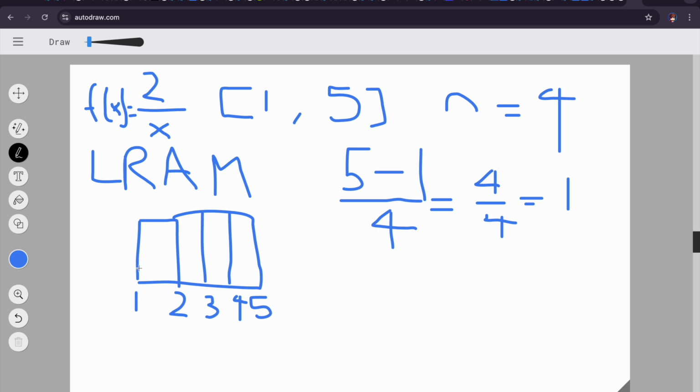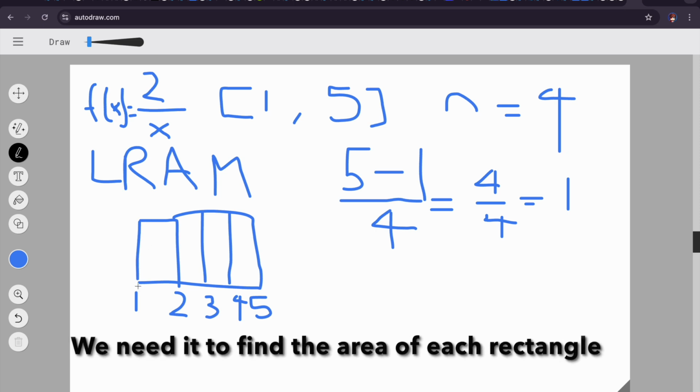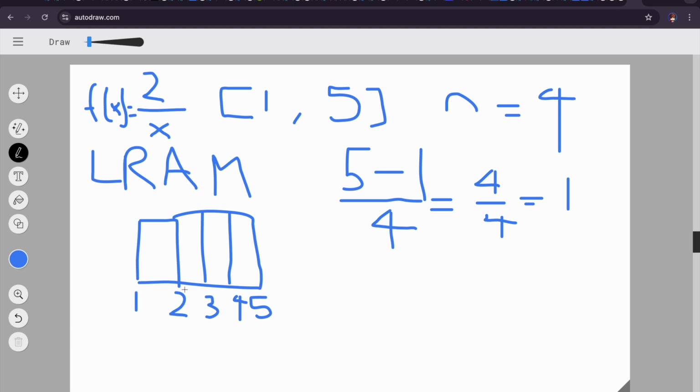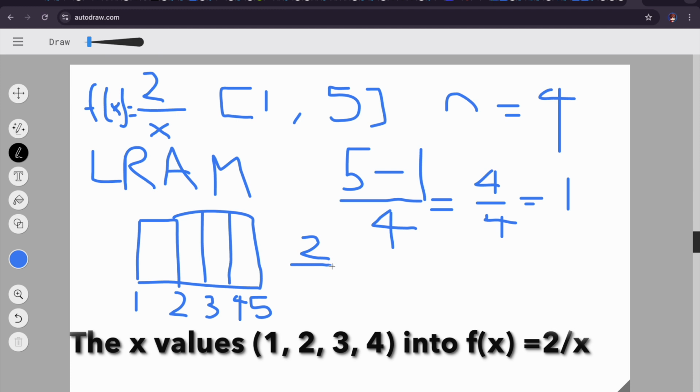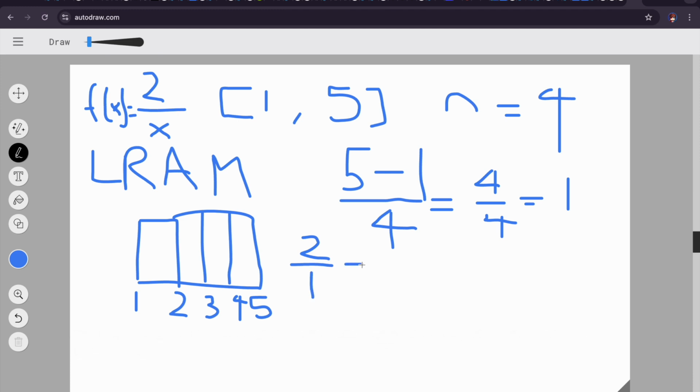Now, next thing. How do you find the intended height for this? Well, first of all, we're going to use the left number for each rectangle, which would be 1 for this one, 2 for this one, 3 for this one, 4 for this one, and 5 is basically meaningless in this problem. So how are we going to do that? We're going to plug these into the equation. So we're going to plug in 1. So it's 2. 2 is the intended height of this rectangle.